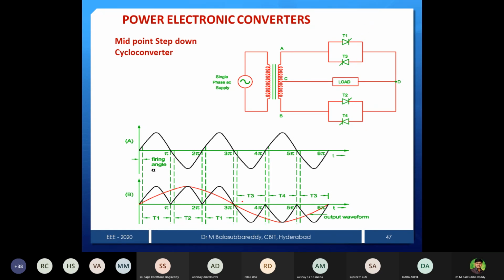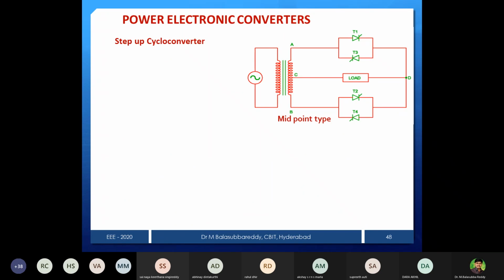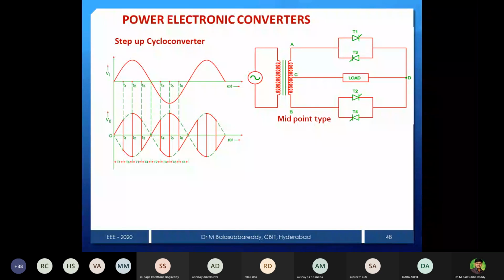Now the frequency is going to vary, and we are allowing the device to conduct up to pi. That's why it is natural commutation. We are not turning off in between. I am allowing the device to conduct up to pi. That's why it is natural commutation. For step up also, the only thing is forced commutation is required. So now this is the waveform.